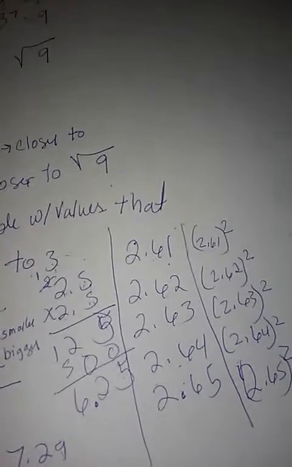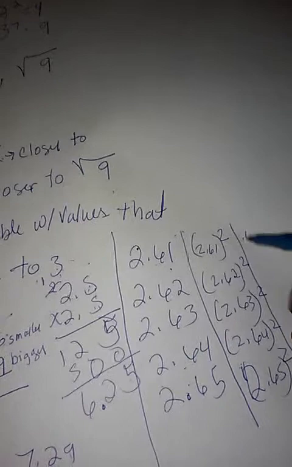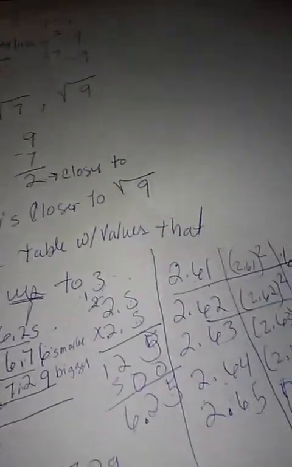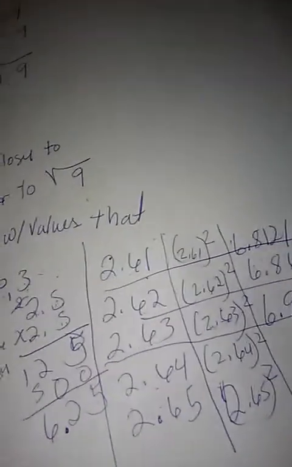And I've already done these. So 2.61 squared is 6.8121. 2.62 squared is 6.8644. And remember, I'm just multiplying 2.63 times 2.63 to get these answers. 2.63 squared is 6.9169.